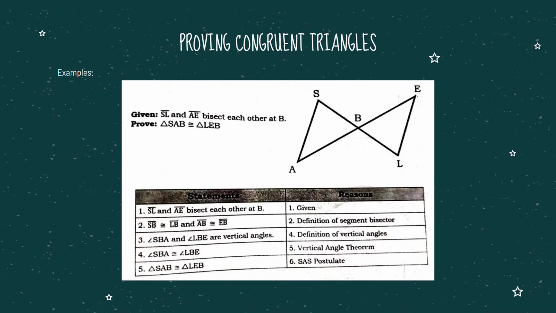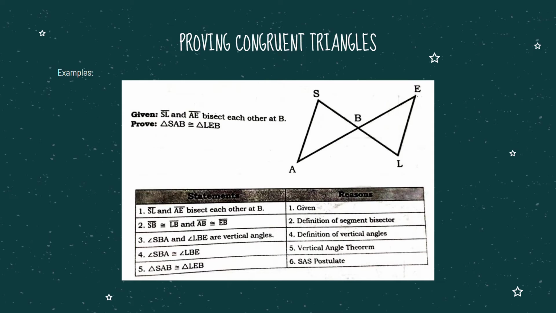Next, we have the examples. We have the given: line segment SL and line segment AE bisect each other at B. So we have the midpoint B. Now, we have to prove that triangle SAB is congruent to triangle LEB. We have the statement number 1. Line segment SL and line segment AE bisect each other at B. The reason is that it is the given.